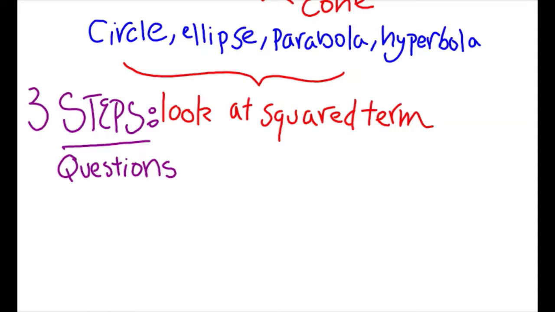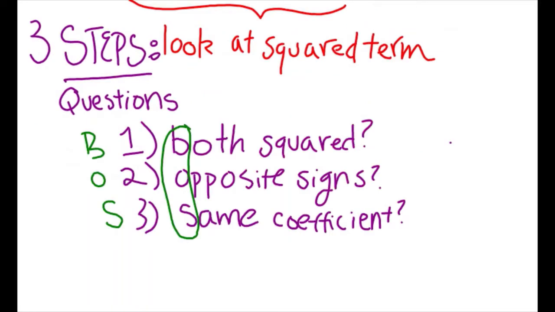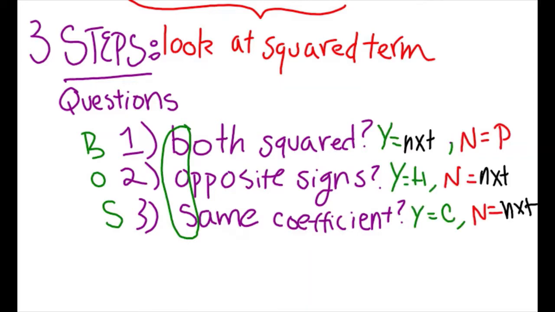To differentiate between each type, we do so by asking three simple questions, with each focusing on the squared terms of the equation. To remember the questions, just think of the acronym BOSS, B-O-S-S. First question is, are both variables squared? If yes, go to the next step. If no, it's a parabola.